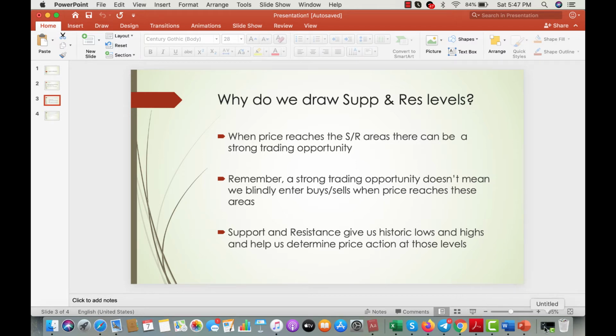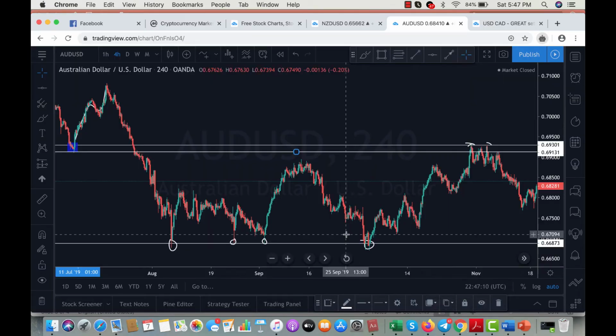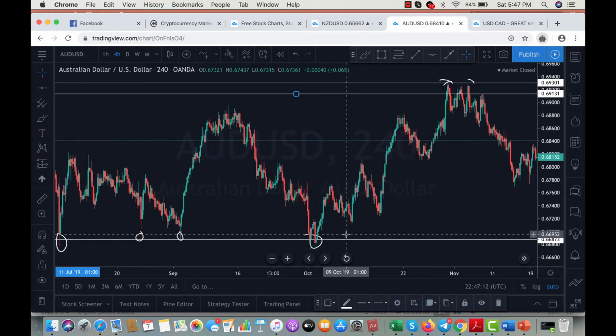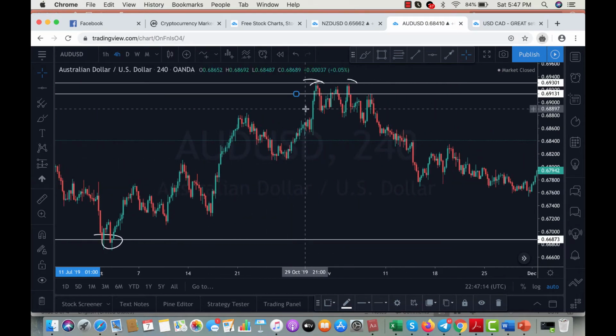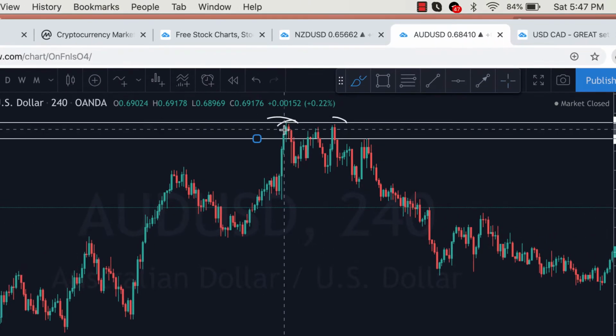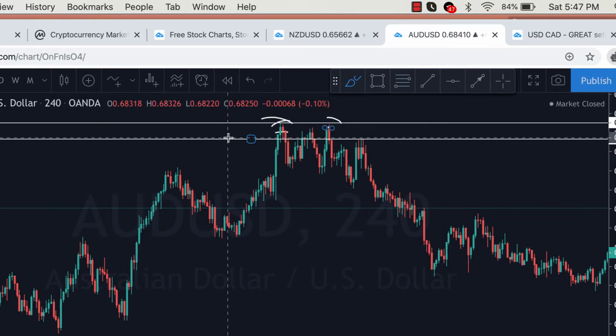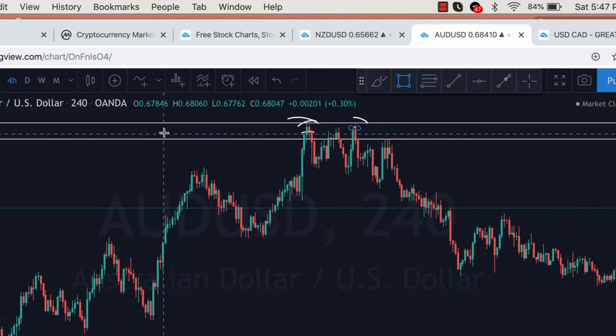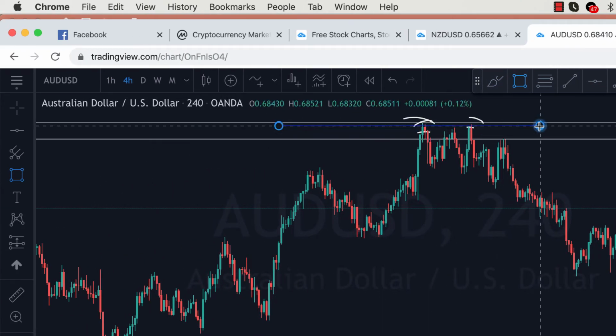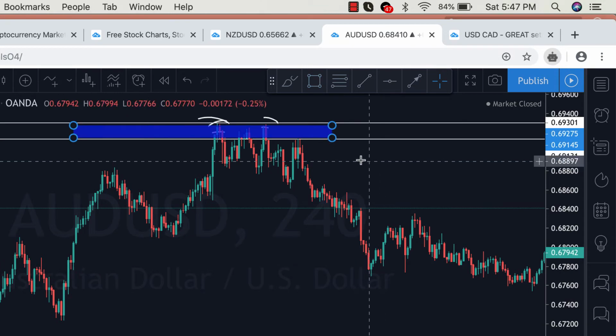Okay. Now let's take the first point. When price reaches support resistance areas, there can be a great trading opportunity, and we saw that here, right? When price reached the resistance area, when price tested that resistance area, and this was more like a zone, of course, right? So when price entered that zone here, look what happened.